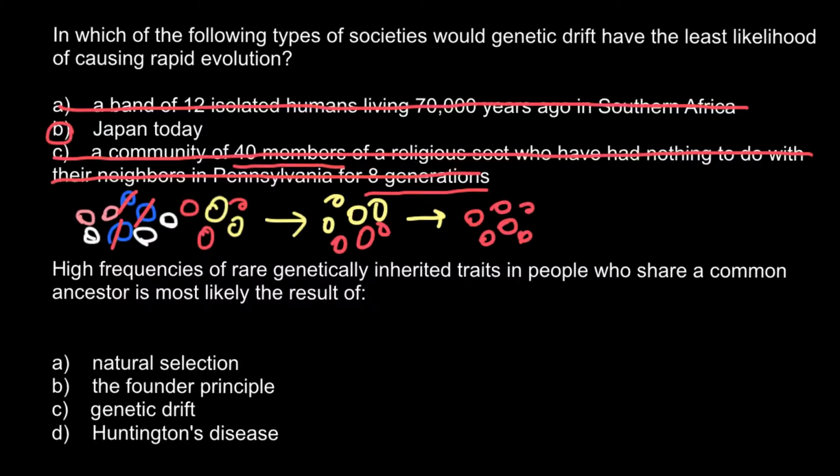And stability means no evolution. So evolution always means changes. And in our example, this would be change in allelic gene pool.